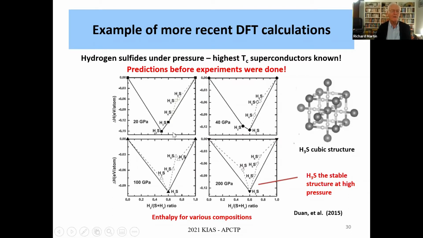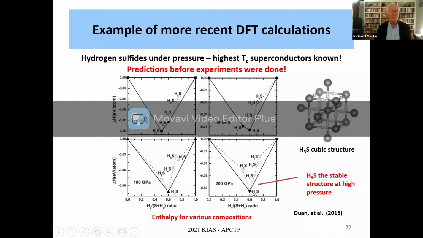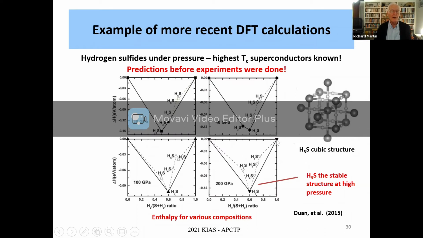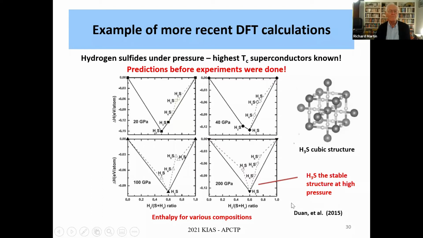Because there were many possible hydrogen sulfur compounds, at low pressure it's H2S, but the calculations show that at high pressure it's H3S, which forms this nice simple crystal structure that's shown at the right. And these calculations for the other structures on this diagram show that none of them are stable. They would all decompose to hydrogen or sulfur or the H3S at the pressures where the high temperature superconductivity actually occurs.